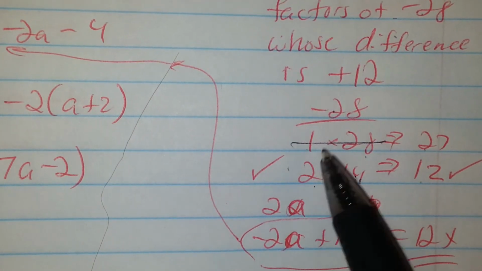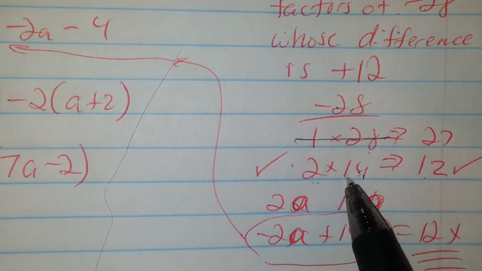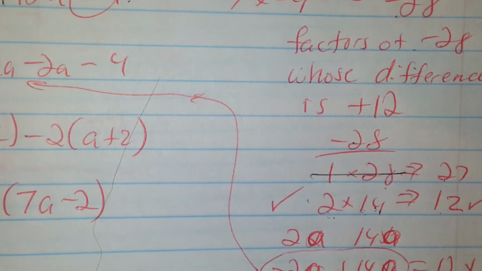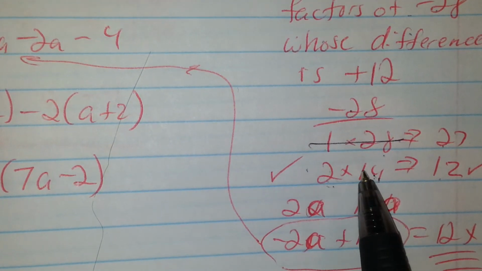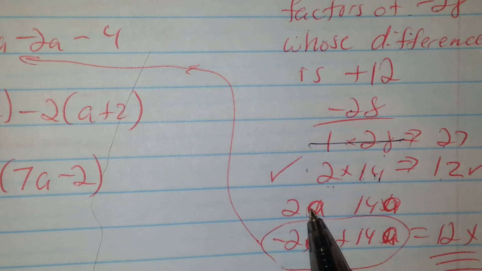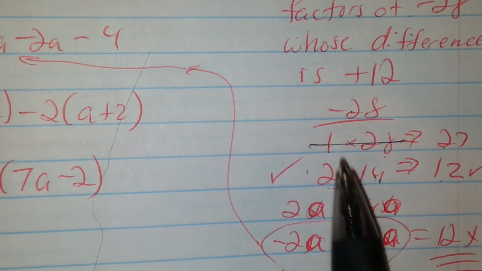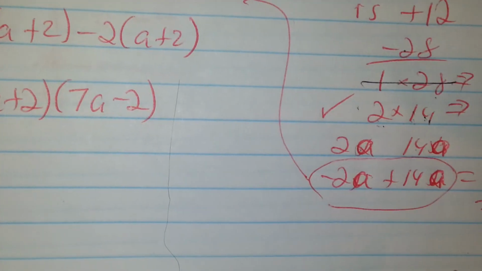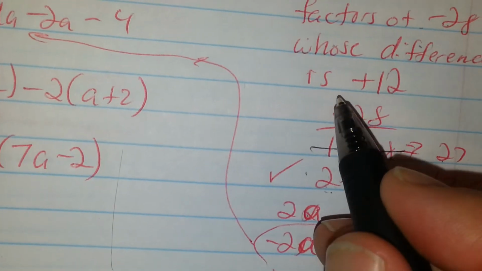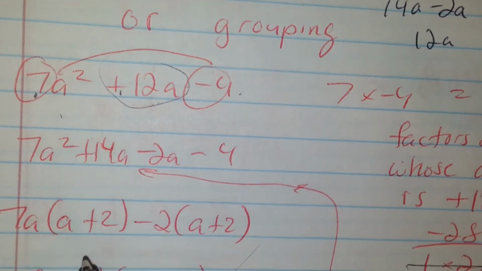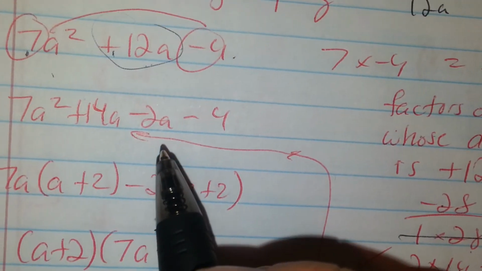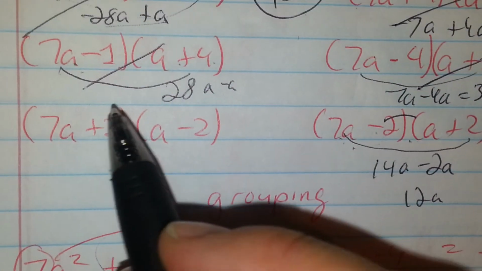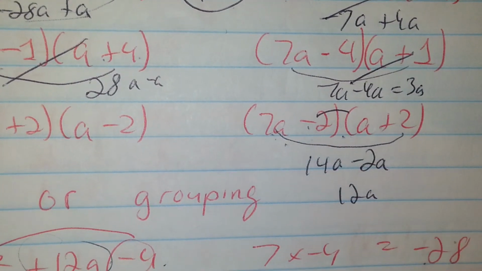These are the two middle terms. These two factors combine to get the middle term, so they're both going to have an a associated with them. It's going to be 2a and 14a. Remember, our middle term is 12a, so it needs to be a positive 12a, which is the difference of these factors. Remember, we've got a negative 4, so when I factor this, I'm going to have a plus. When I factored it up here, I had what? A minus plus or plus minus.